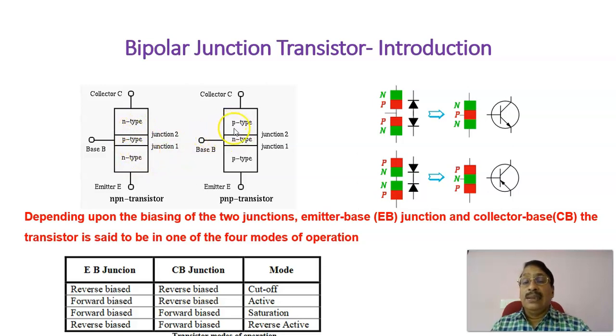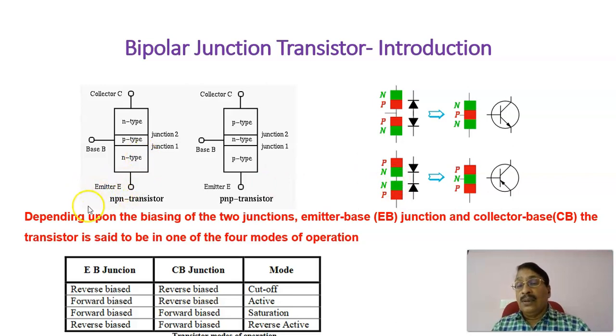Like that, there is a PNP transistor. The NPN transistor is represented like this, and this is represented by a PNP transistor. The equivalent circuit of an NPN transistor is an NP and a PN, or two diodes connected back to back. You can consider the NPN transistor as two diodes whose anodes are connected together. Like that, this is a PNP transistor.